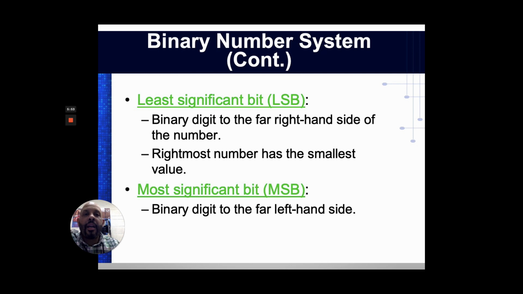Bits are a digit that is either zero or one in a binary system. It's the same thing as when we talk about digits in our decimal system, which is anywhere between 0 and 9.